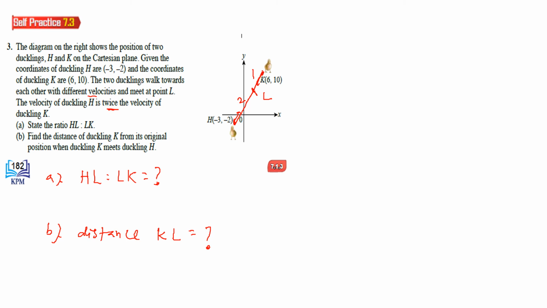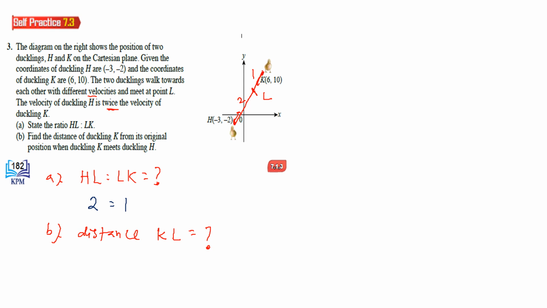Second question. We look at the first one, A. From the line segment itself, just now we already labeled, because twice the velocity, that's why HL will be 2 portions. So it is actually 2 is to 1. Okay, so settle question A, and find the distance now.